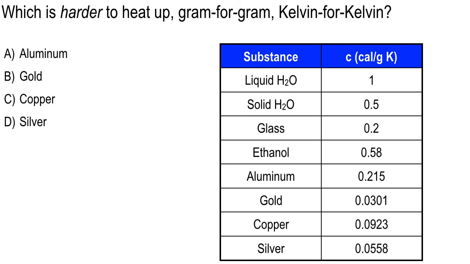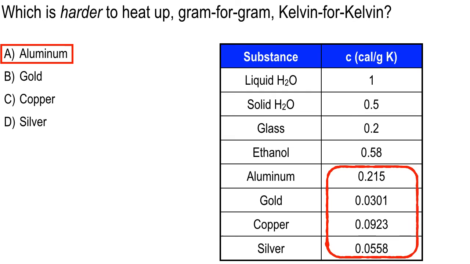And the correct answer is aluminum. Aluminum is the hardest one. And it looks like I caught a bunch of you guys napping. Some of you voted for gold as harder to heat up. Now, how do you know if a bunch of you answered incorrectly? So let's look at how you figure that out.